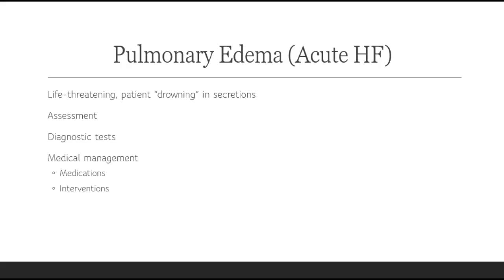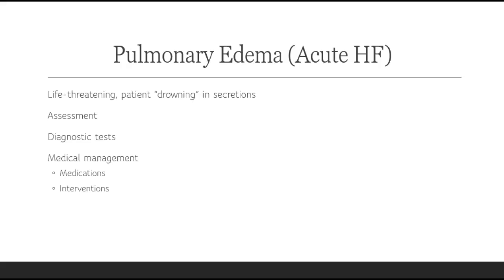Diagnostic tests are going to focus more on signs and symptoms. You can get a chest x-ray to kind of look at those lungs, see if there's any excess secretions in there. And then also ABGs, or arterial blood gases. This can show respiratory alkalosis or acidosis.